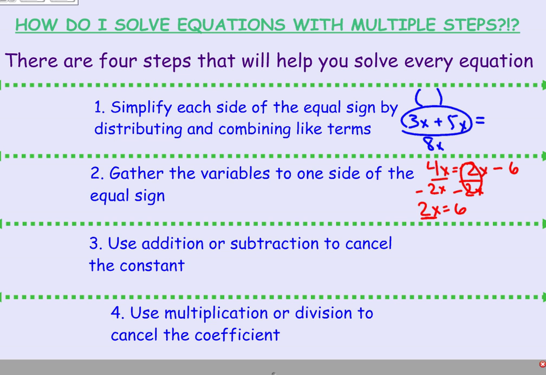Step 3, use addition or subtraction to cancel the constant. We don't have that here, but what that would look like would be if I had x plus 4 equals 10. You'd subtract 4, so it'd be 6. Step 4, use multiplication or division to cancel the coefficient. So if I bring this down here, 2x equals 6. That's multiplication, so I need to do division. 2 divided by 2 is 1, so x is going to be equal to 3. Those are the 4 steps on what I've got to do to solve my equation.